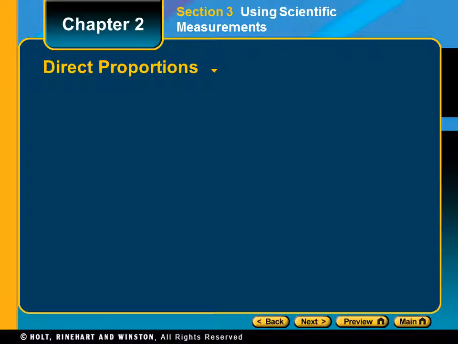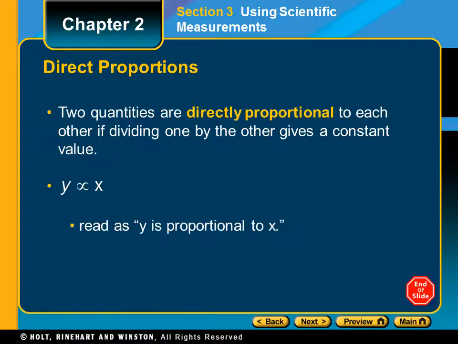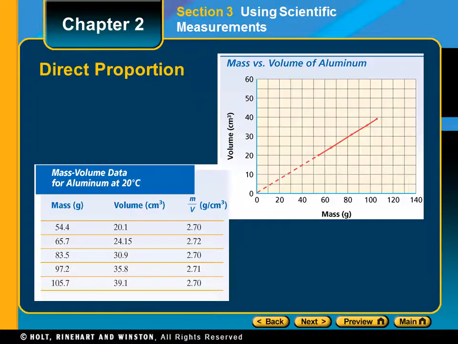Now finally, in this chapter, we look at direct proportions and inverse proportions. We say that two quantities are directly proportional to each other if dividing one by the other gives a constant value. We read that notation this way: y is proportional to x. In terms of mass versus volume for aluminum, that is density. Every time you have a mass of aluminum divided by a volume of aluminum, you're going to get m over v, or a density of near 2.7, regardless of what your mass and your volume is.